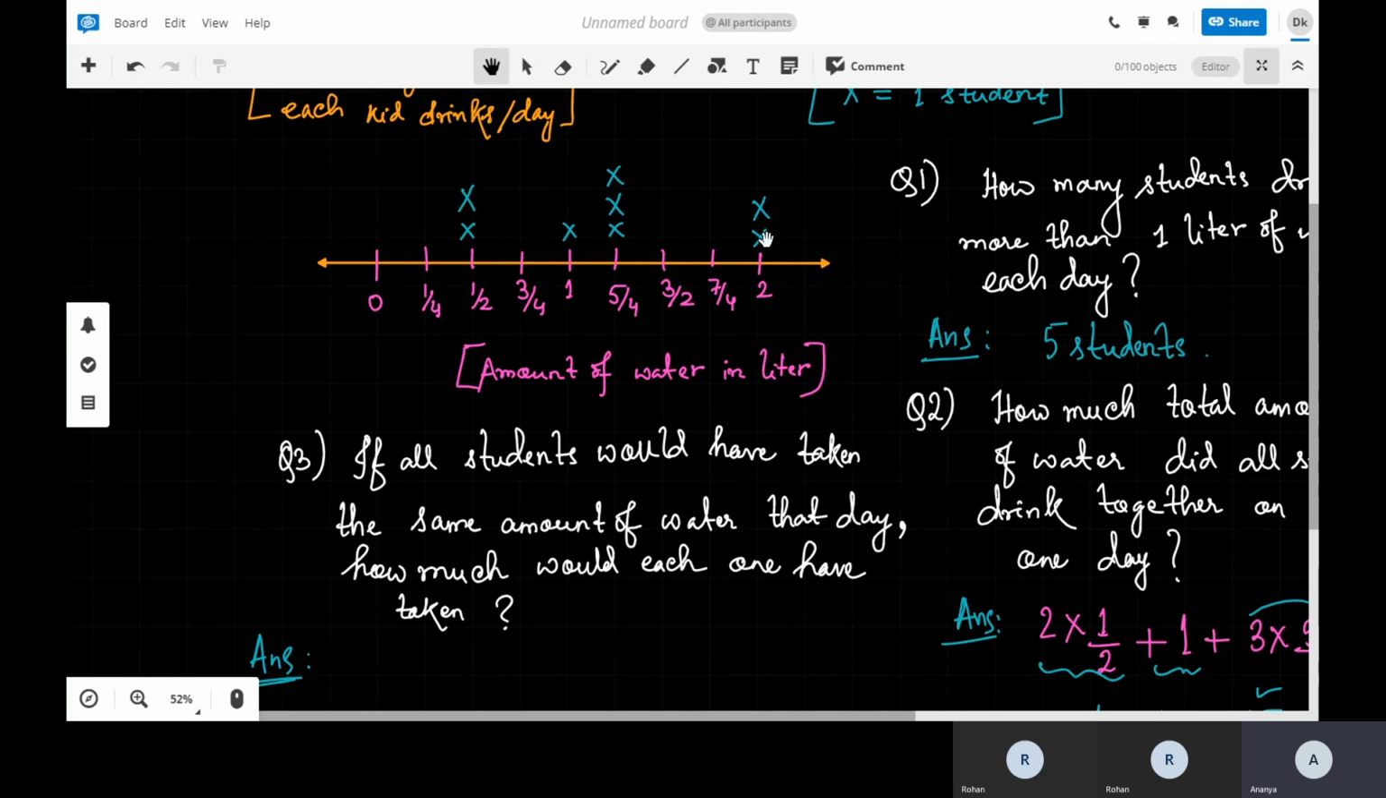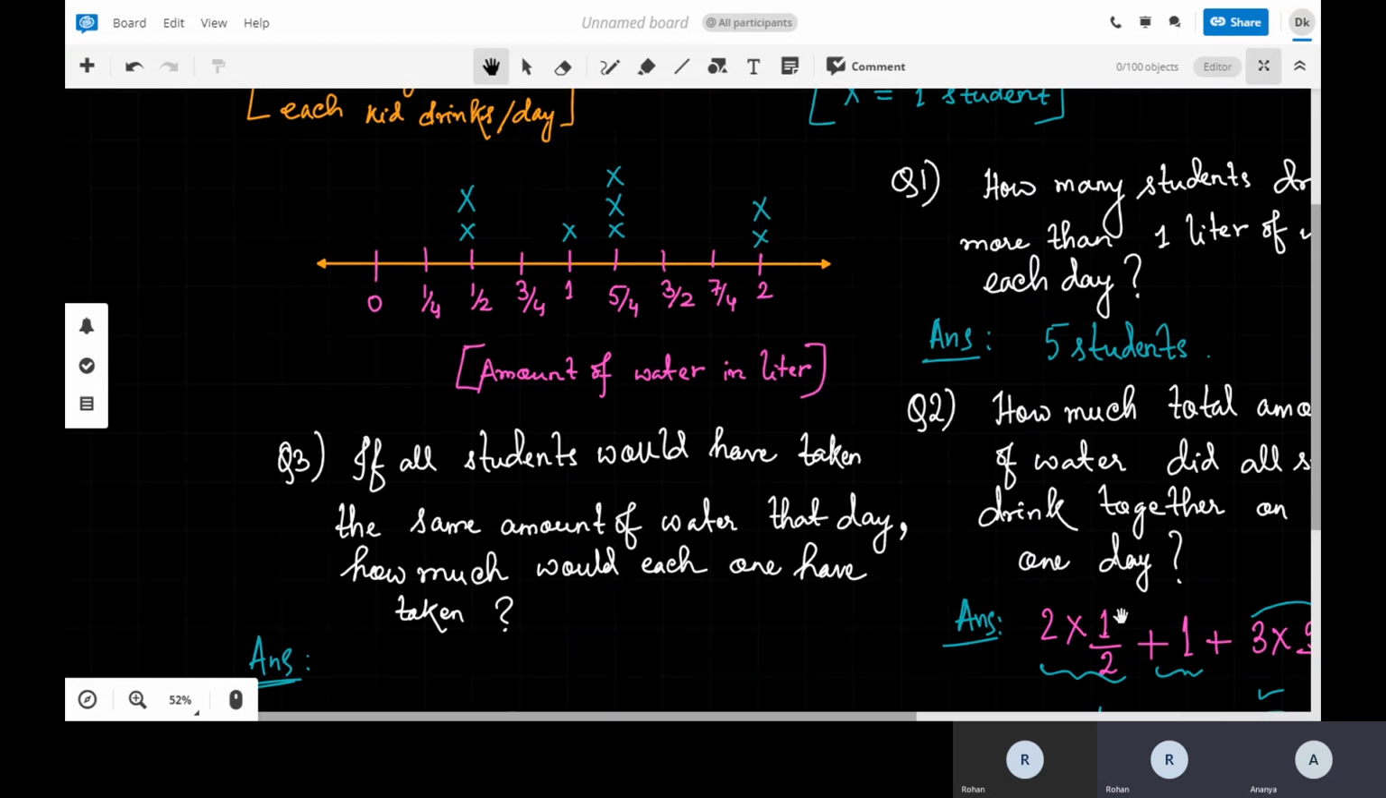The total would not change because there are the same number of kids and they would take the same amount of water each day, isn't it? So the total would not change. It's just that the question wants us to imagine a situation where that total amount would be divided equally among all the kids. Right? Are you getting it, Rohan? Yeah, I am. Okay, let's see then. Would you like to give it a try?